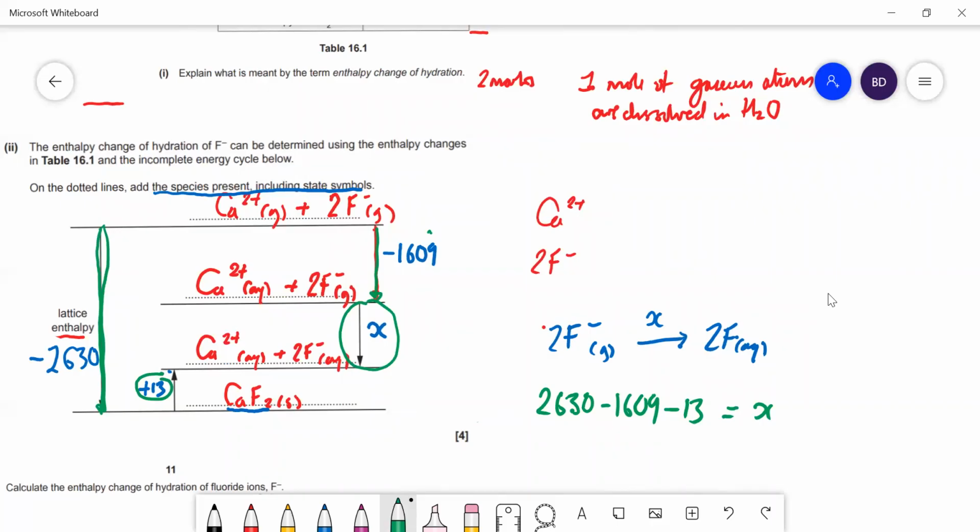And we know that X is, because the arrow is going down, exothermic. Anyway, let's just get the number first. So that's 2630 minus 1609 and minus 13. That gives us X is equal to 1008. So the enthalpy of hydration of the fluoride ion is half of that. So delta H hyd F- is 504. Now I've got to think about the sign. The arrow is going down there, so the sign is negative, and we know it's going to be exothermic anyway. So it's minus 504 kilojoules per mole.